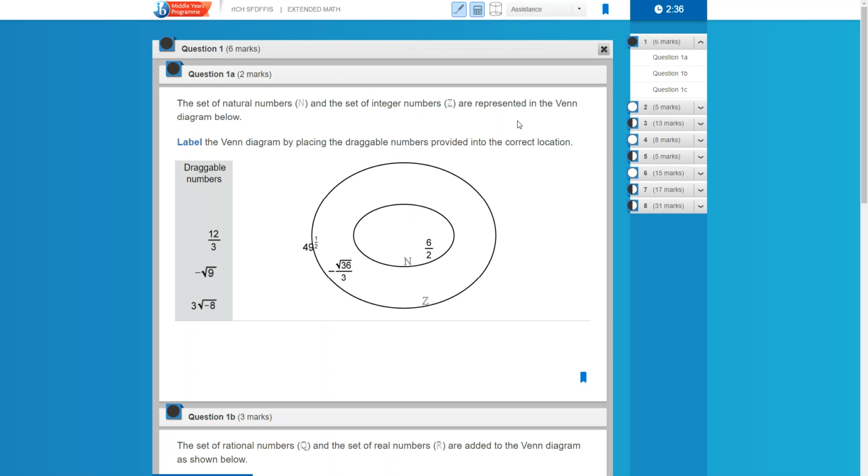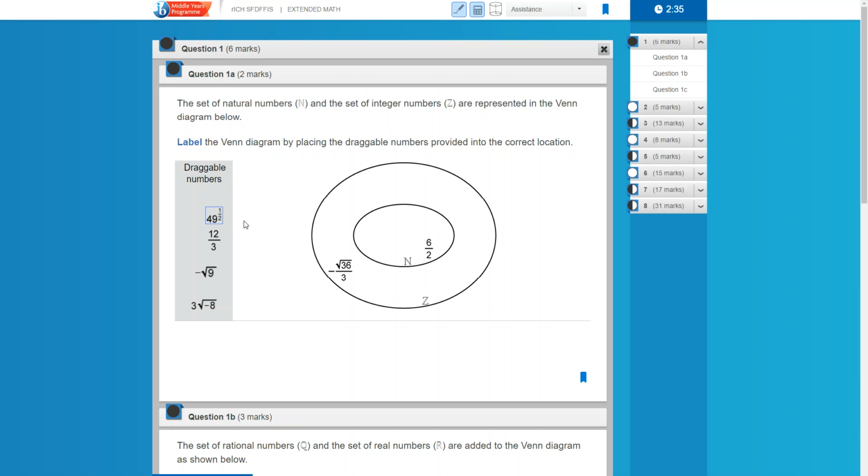integer numbers z are represented in the Venn diagram below. Label the Venn diagram by placing the draggable numbers provided into the correct location. Okay, so these are our draggable numbers. What is a natural number? All right. It's a number plus integer. Right. Good. What is an integer? Right, negative or positive whole numbers.